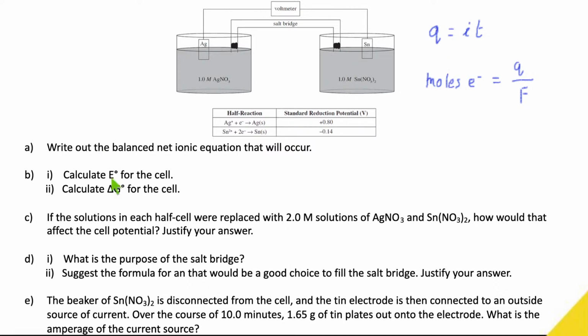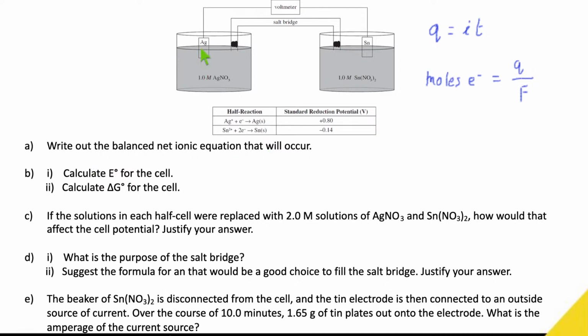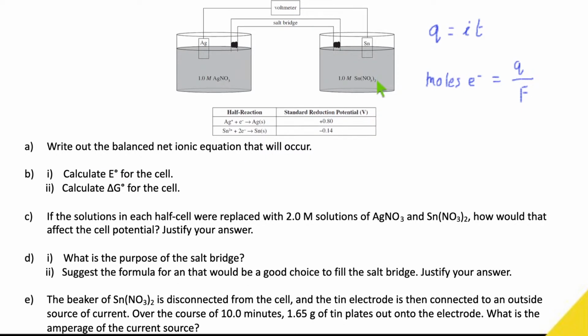So let's take a look at what they are telling us here. So the first couple of problems are supposed to be easier. The last one is supposed to be theoretical. The ones sandwiched in here tend to be medium hard. So the first question says, write out the balanced net ionic reaction that will occur in this particular case.